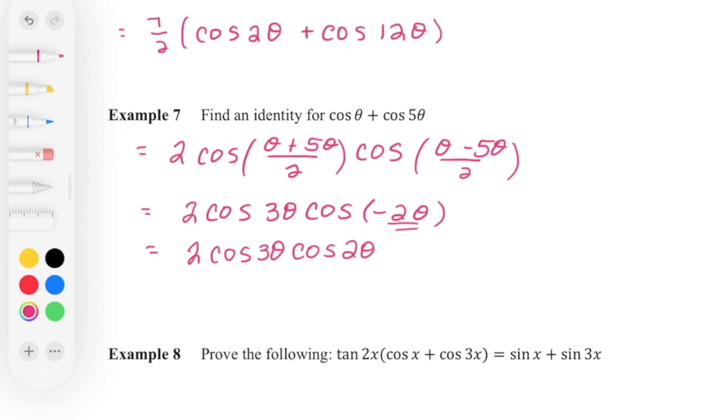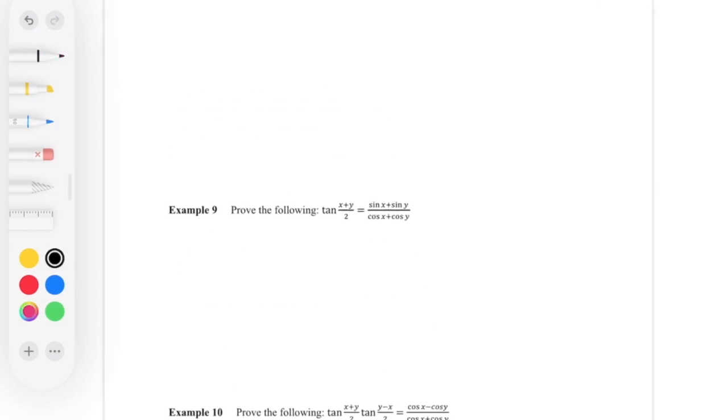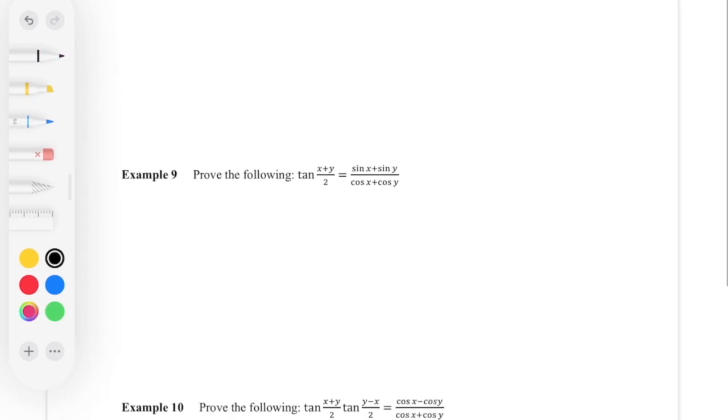I'm going to put this next problem on the next page for us, since we'll run out of room, where we're going to prove the identity of tangent of 2x times cosine of x plus cosine of 3x. Prove that that's equal to sine of x plus sine of 3x. So we're going to be able to utilize our even and our sum to product pieces.